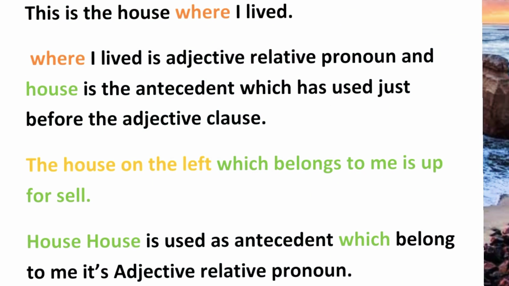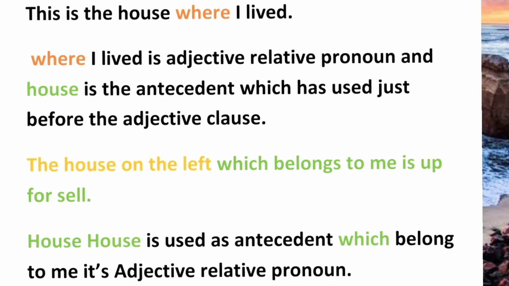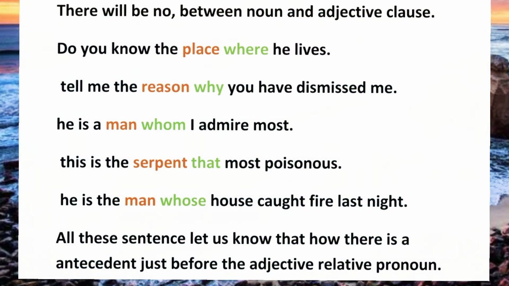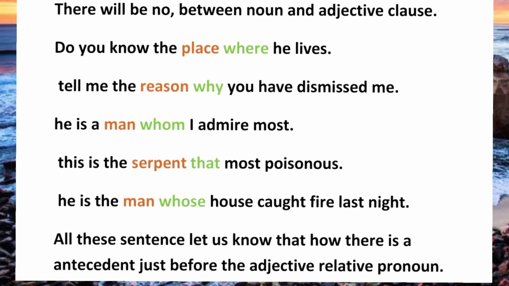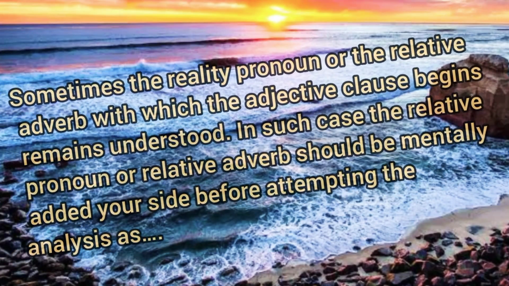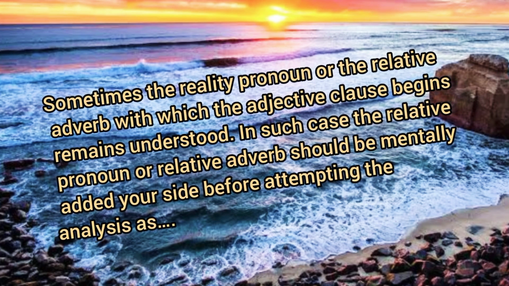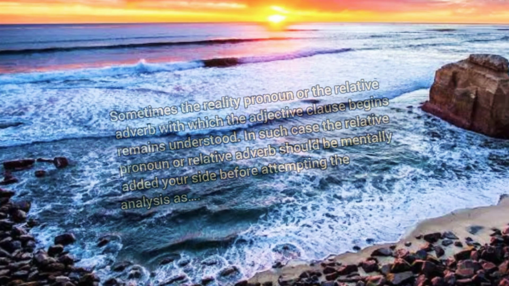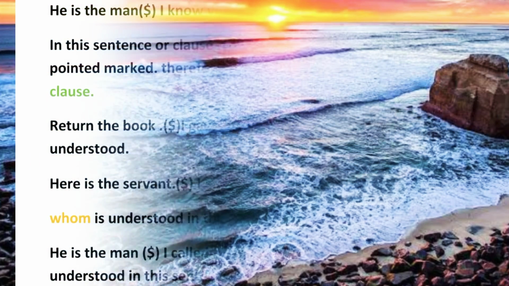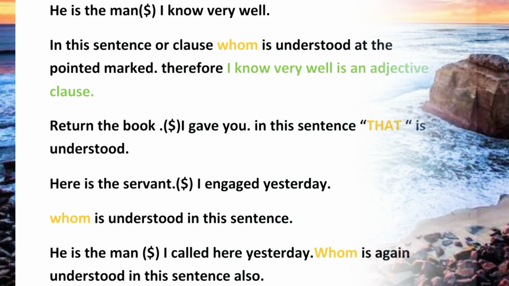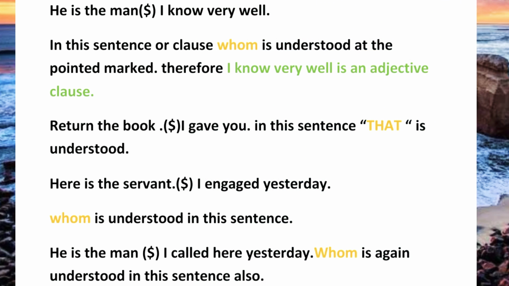There will be no comma between noun and adjective clause. See yourself. Sometimes the relative pronoun or the relative adverb with which the adjective clause begins remains understood, right? In such a case, the relative pronoun or relative adverb should be mentally added on your side before attempting the analysis, as in: he is the man, I know very well. How to join them, right?